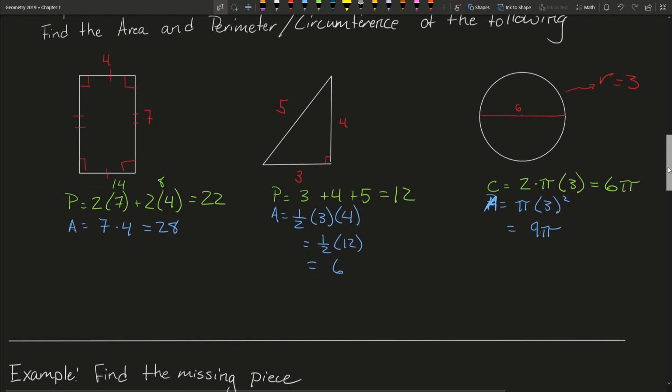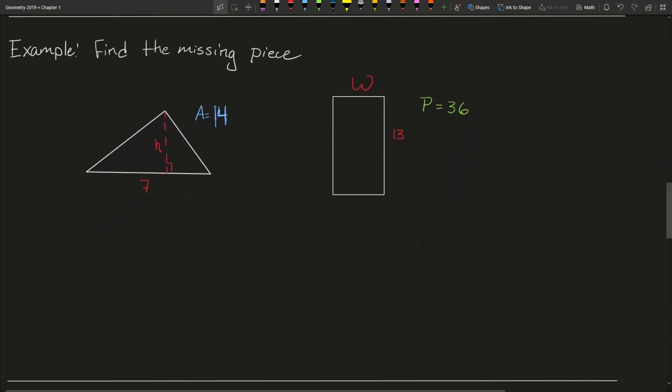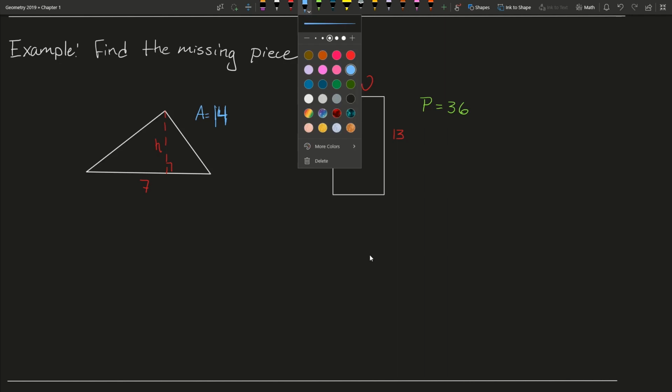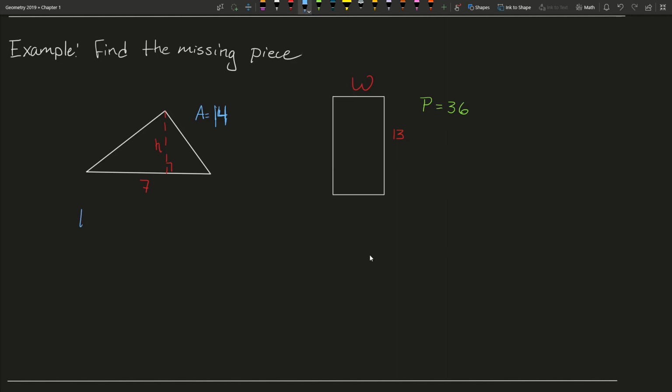Another type of question we could have is to find the missing piece. So in the figure on the left, we are given that the area is 14, we are given that the base is 7, and we need to find the height, h. If we set up our equation, 14 will equal 1/2 times the base, which is 7, times the height, which is h. If we multiply both sides by 2 to get rid of this 1/2, we get 28 is equal to 7 times h, and then divide by 7, we get 4 is equal to h.